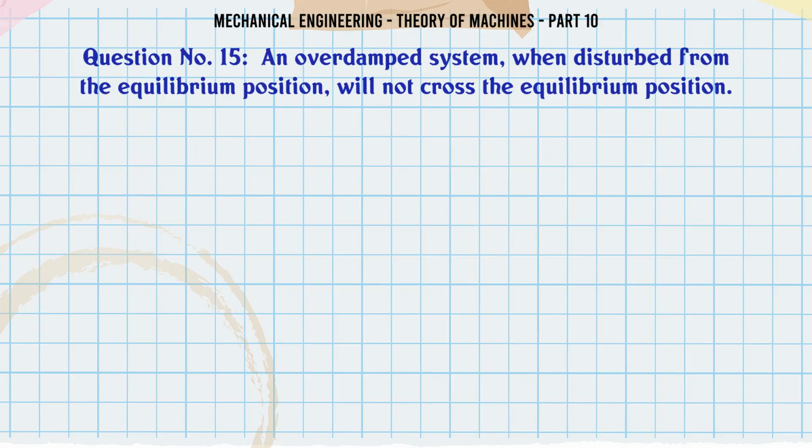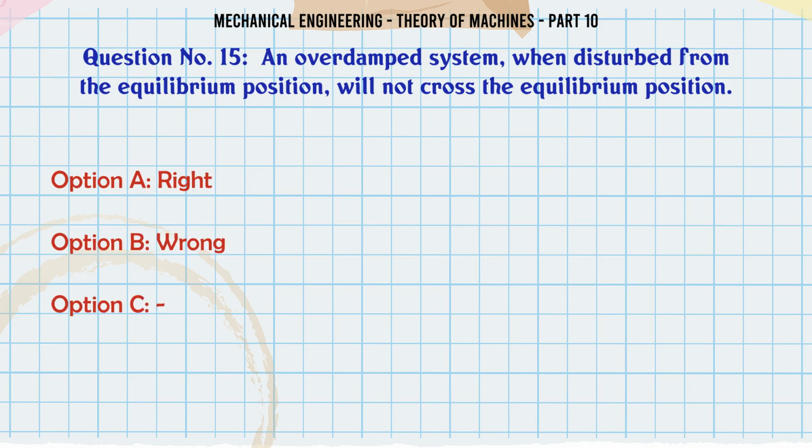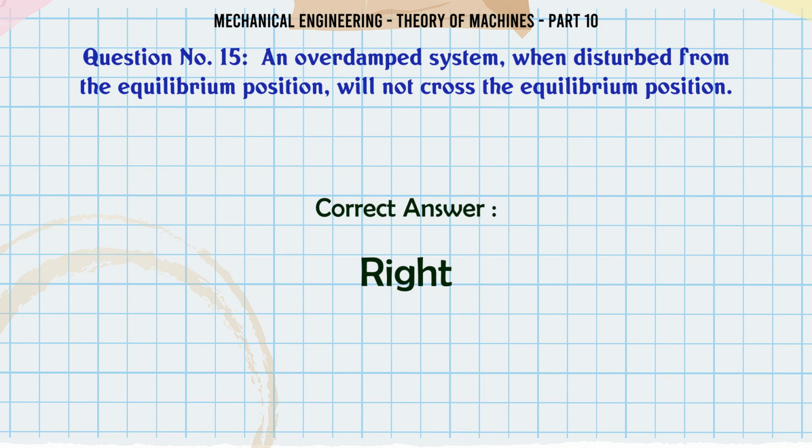An overdamped system when disturbed from the equilibrium position will not cross the equilibrium position. A. Right. B. Wrong. C. D. The correct answer is right.